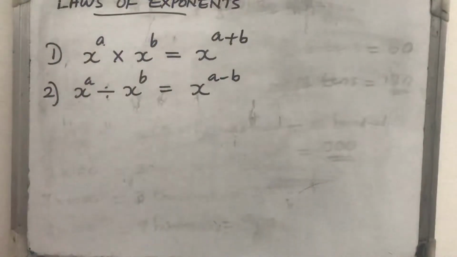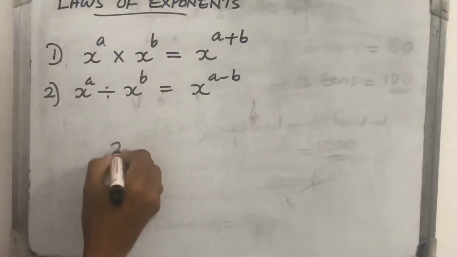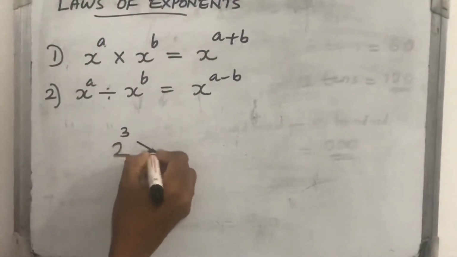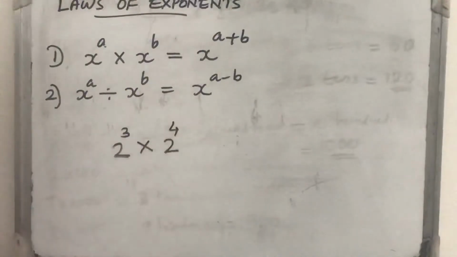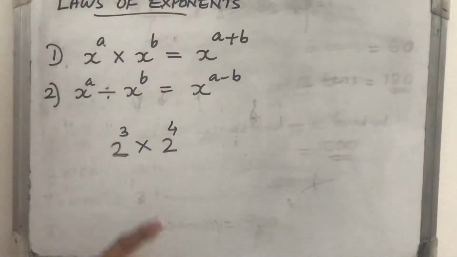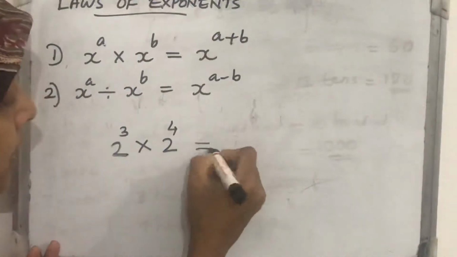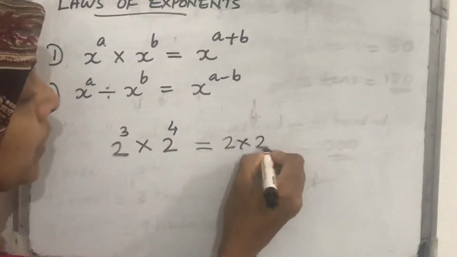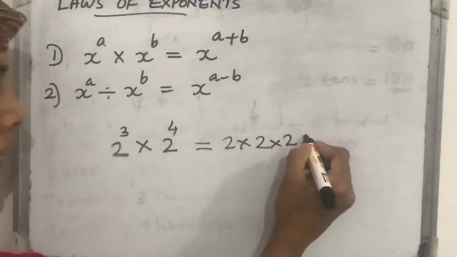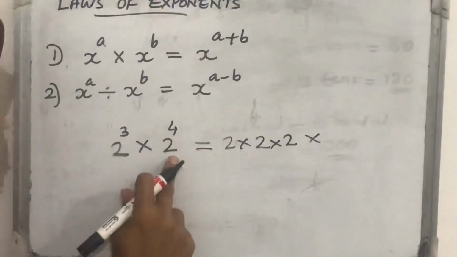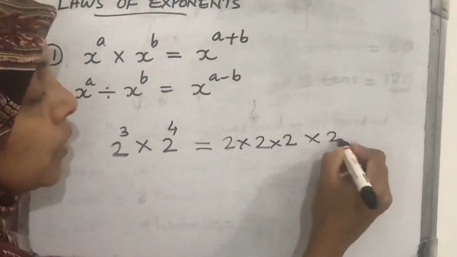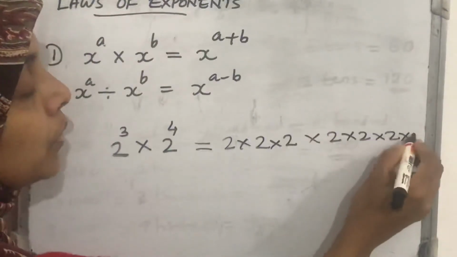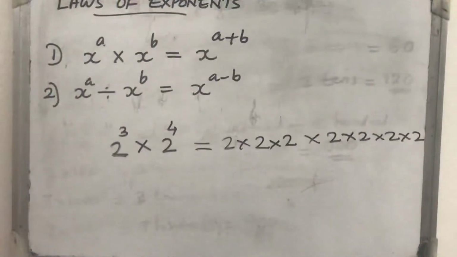Okay, now through one example we can discuss this. Suppose 2 raised to 3 we are multiplying with 2 raised to 4. Okay, we need to multiply 2 raised to 3, that means 2 cube, into 2 raised to 4. In normal multiplication, how many times do we multiply 2 here? 3 times. Okay, 2 into 2 into 2. Next is 2 raised to 4. How many times? 2 into 2 into 2 into 2. This many times we want to multiply.